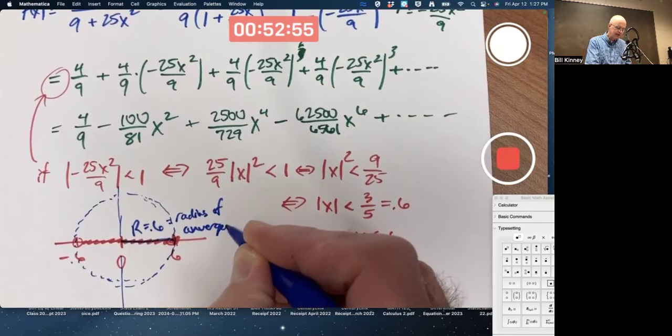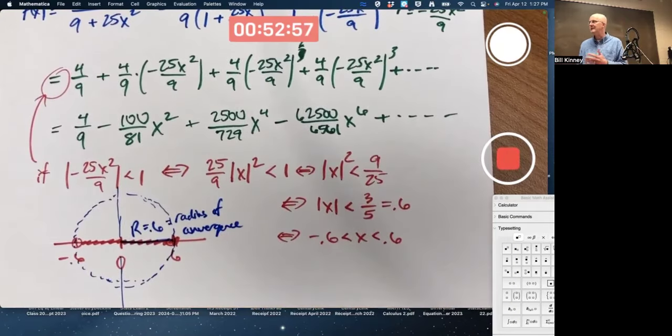But we still call it a radius of convergence for the interval, even if we don't think about complex numbers. If you kind of pretend the interval is a degenerate circle centered at 0, what's the radius? Not diameter, but radius. 0.6.